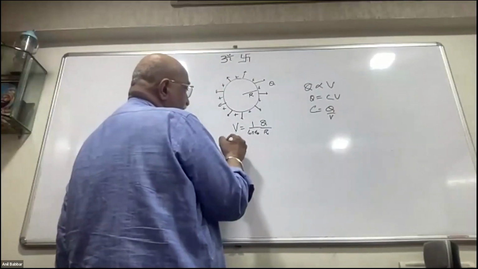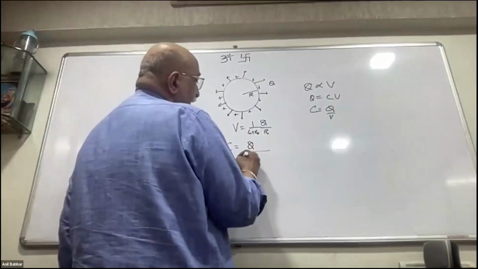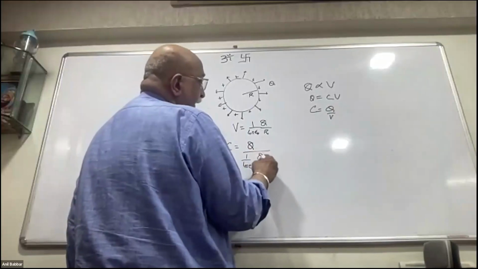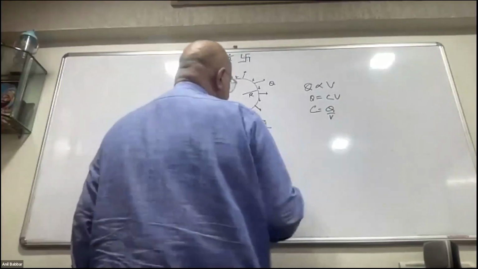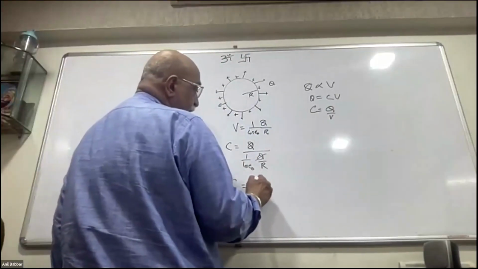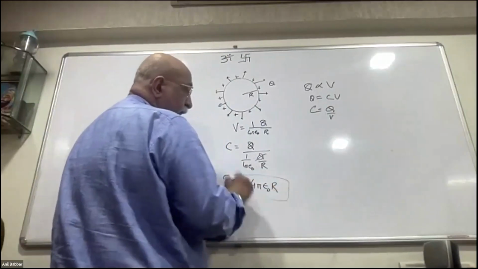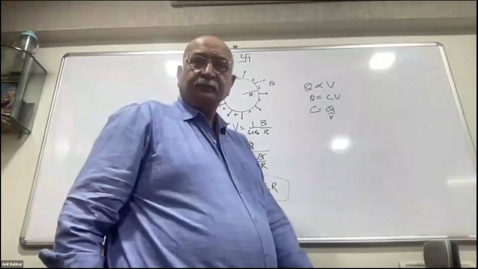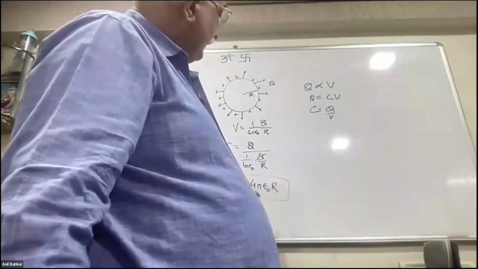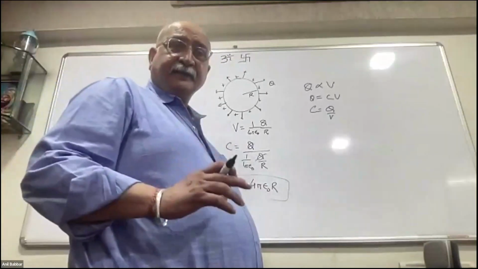Right? So we have C equal to Q upon, putting the value of V over here, 1 upon 4 pi epsilon naught into Q by R. So this Q will get cancelled with this. So C is equal to 4 pi epsilon naught R. This is the formula for capacitance. Fine. Now we can see this capacitance is directly proportional to the radius of the sphere or spherical conductor.